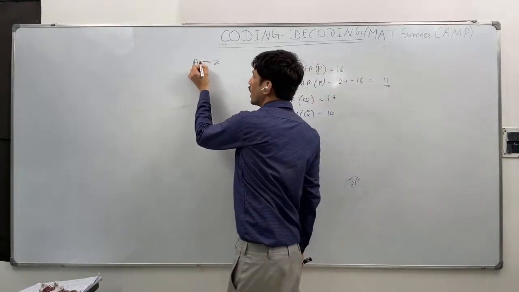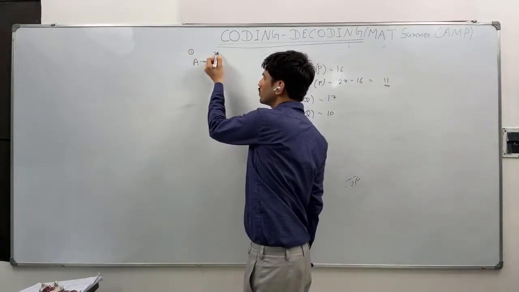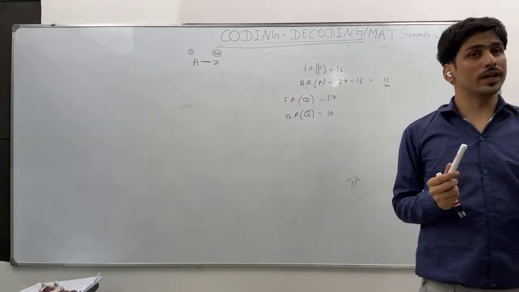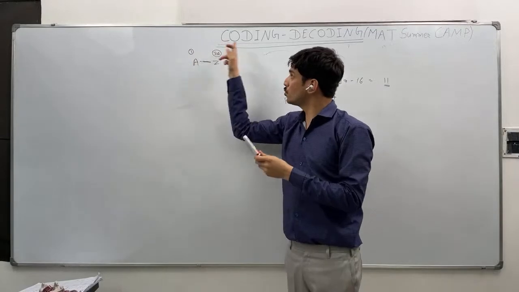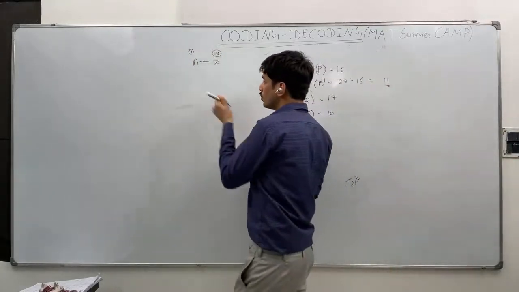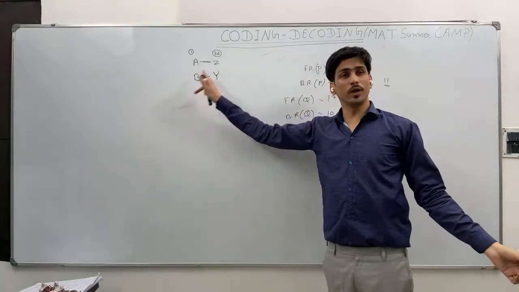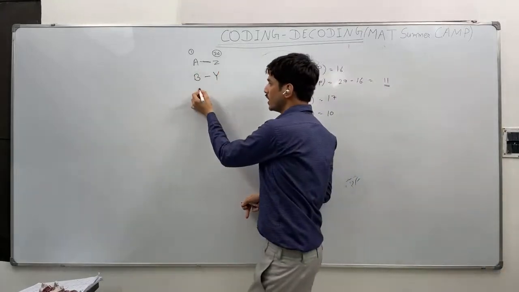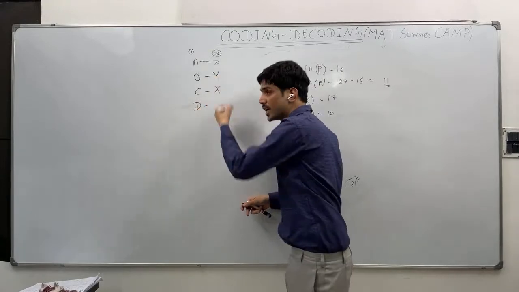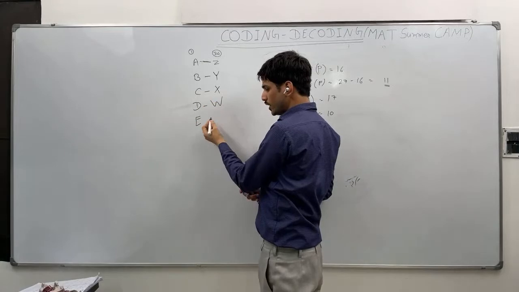So you see, what about the forward rank of A? 1. What about the forward rank of Z? 26. It means if the sum of the forward ranks of two letters is 27, then they are called opposites, right? So what will be the opposite of B? Y, because this 2 and this 25 will make 27. Then C and X. Then D? Yes. I'm just writing the opposite letters only. So then D and W. Then what will come? E.